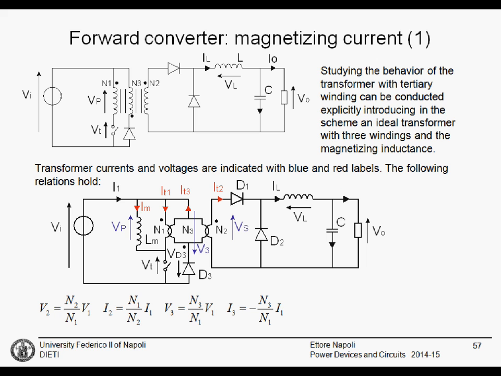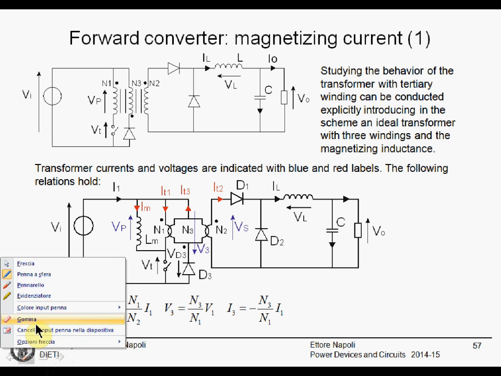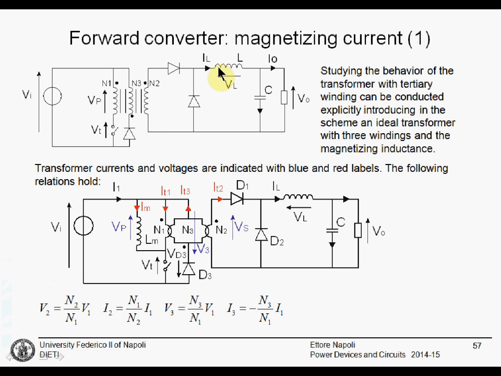Once we are completely convinced that the input to output relation is what we studied, and we put an effort in understanding the output section of this forward converter, that is this region, let's try to understand the behavior of this section here that is slightly more complex, also because we inserted this tertiary winding to reset the current of the magnetizing inductance.